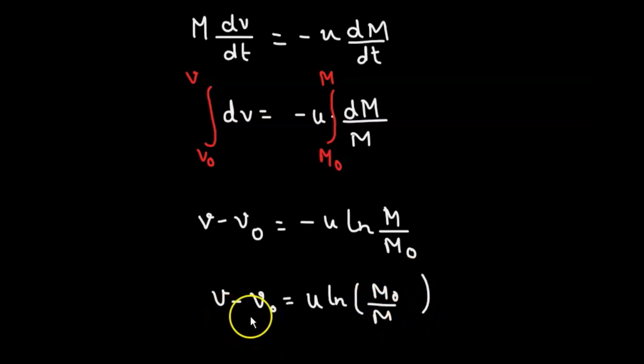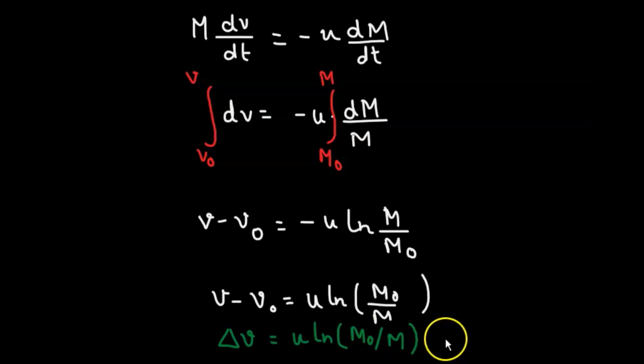So we can finally write v minus v naught, the change in velocity v, as equal to u times natural log of m naught over m. So that means our final equation for the velocity of the rocket when there is no external force present is a function of mass, which is in turn a function of time. So this is the required solution to the problem.